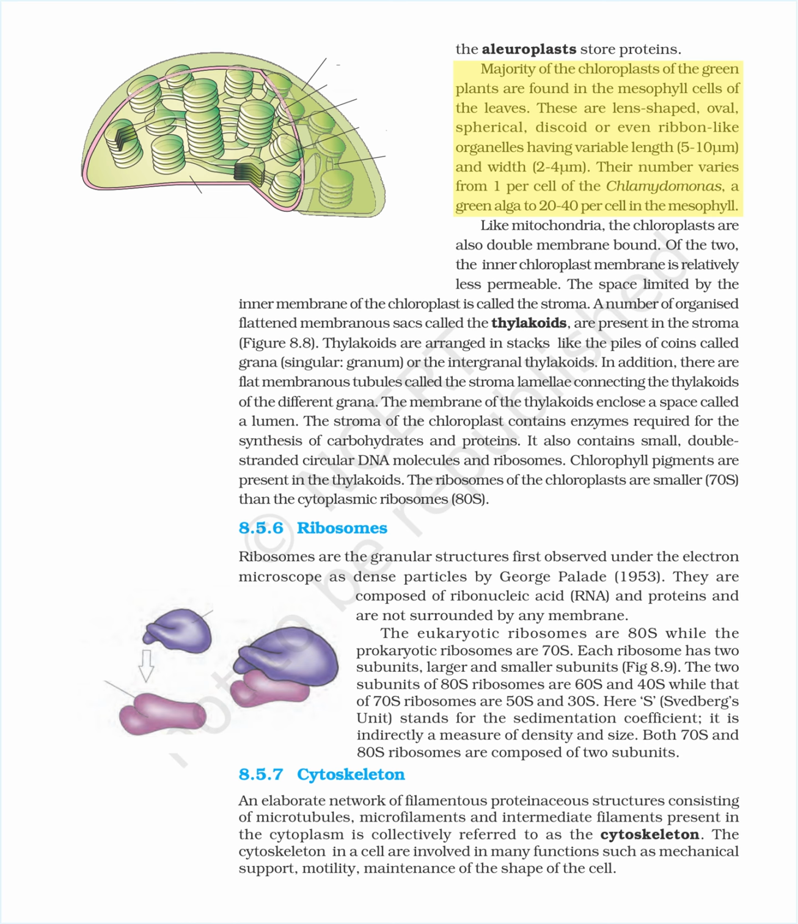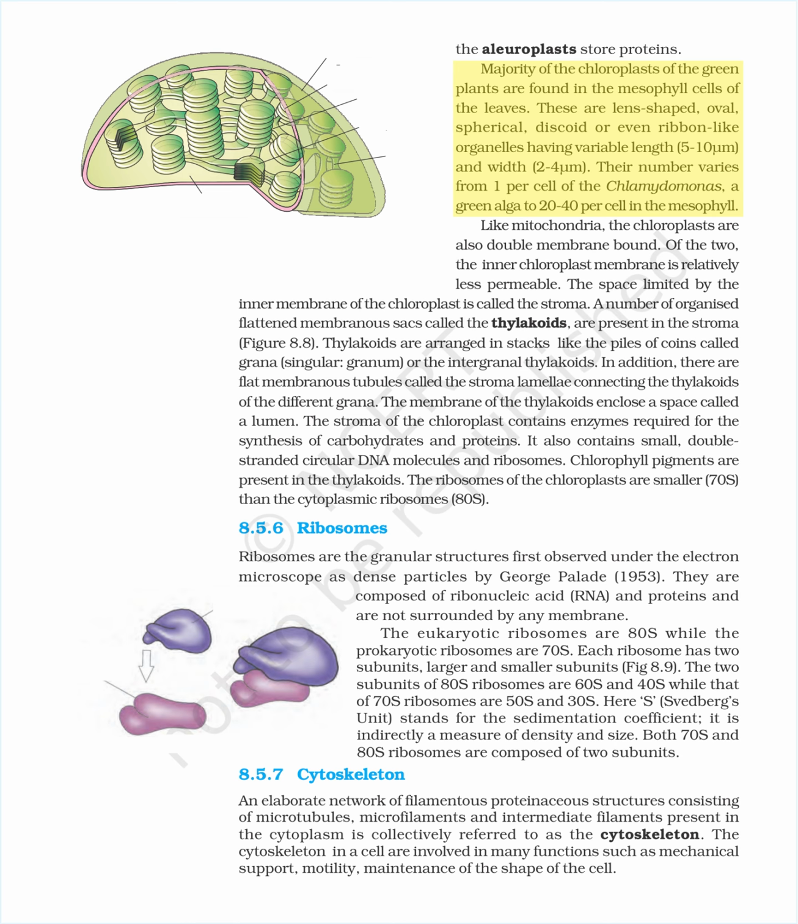Majority of the chloroplasts of the green plants are found in the mesophyll cells of the leaves. These are lens-shaped, oval, spherical, discoid or even ribbon-like organelles having variable length, 5-10 µm and width, 2-4 µm. Their number varies from 1 per cell of the Chlamydomonas, a green alga, to 20 to 40 per cell in the mesophyll.